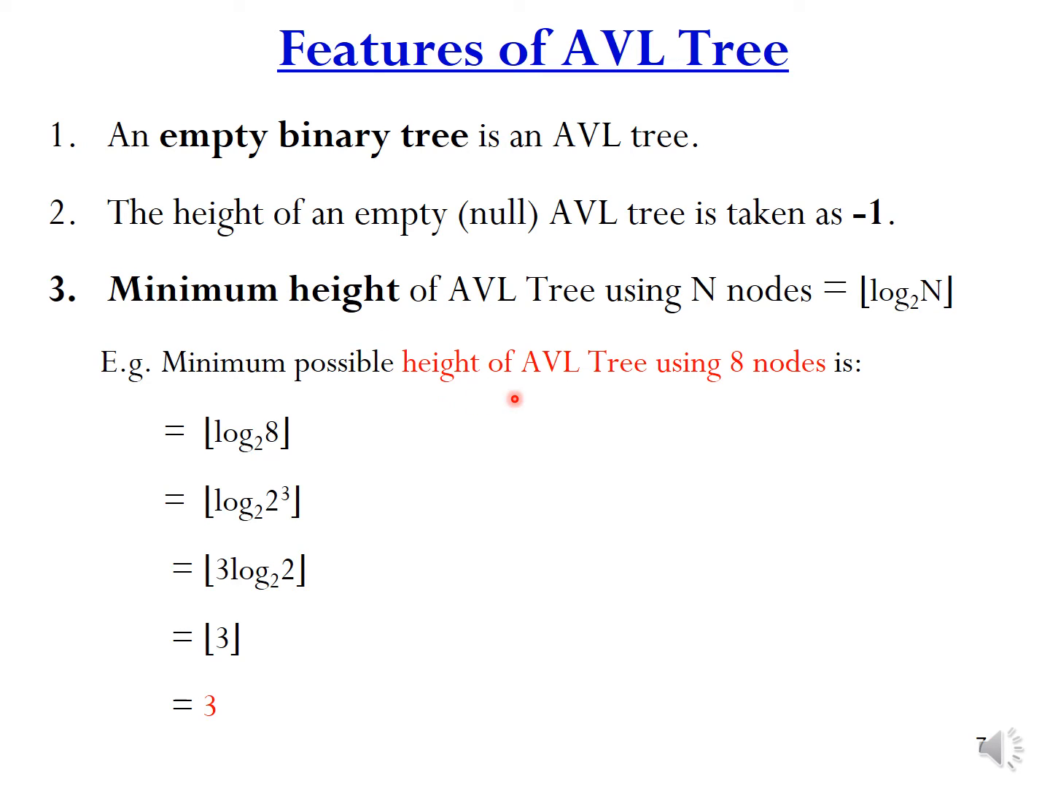So the minimum possible height of an AVL tree, for example, let us say we are calculating the height of an AVL tree using 8 nodes. We can calculate this as log of 8 base 2. It can be written as log 2 cube, which is 3 log 2, and this equals 3. So this is the floor value of this, and the floor value is 3. So we can say the minimum possible height for an AVL tree in which we are using 8 nodes will be 3.